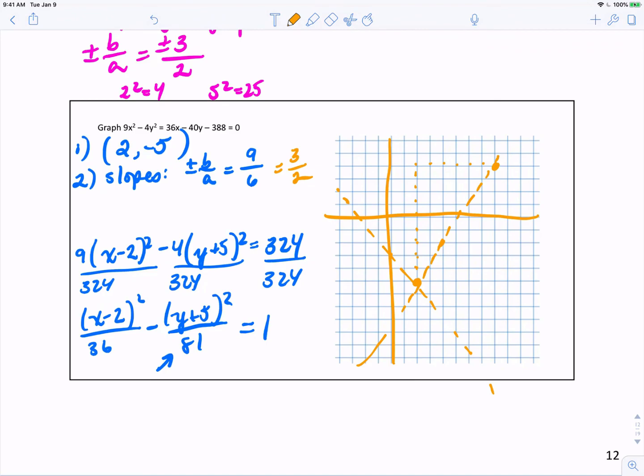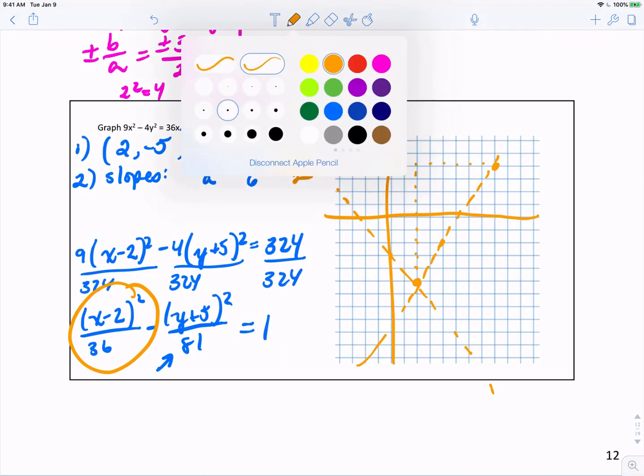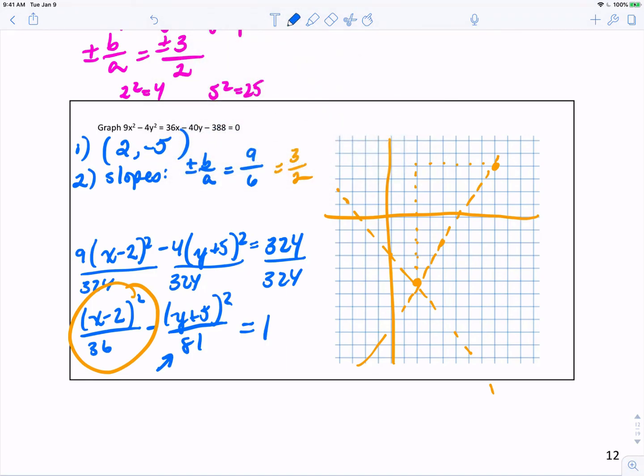To find the vertices, in the x direction, we're going to move 6. So in the x direction, 1, 2, 3, 4, 5, 6. And now we can sketch this very wide hyperbola.